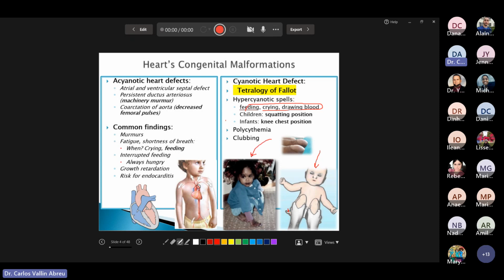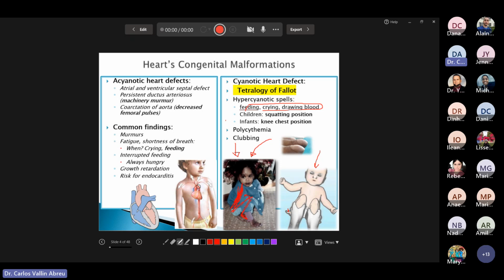If there is a child, the scenario that you can have in a question, a child that is already more than 1 year, is ambulatory, is walking, the child learns that if they squat, adopting this position, no? This position, is squatting. Yes. So if they squat, the pressure that squatting exerts on the abdomen will decrease the blue blood return to the heart, and the cyanosis improves.